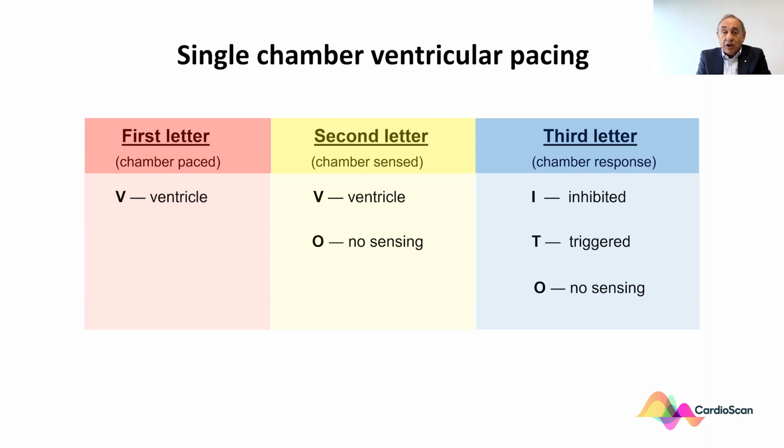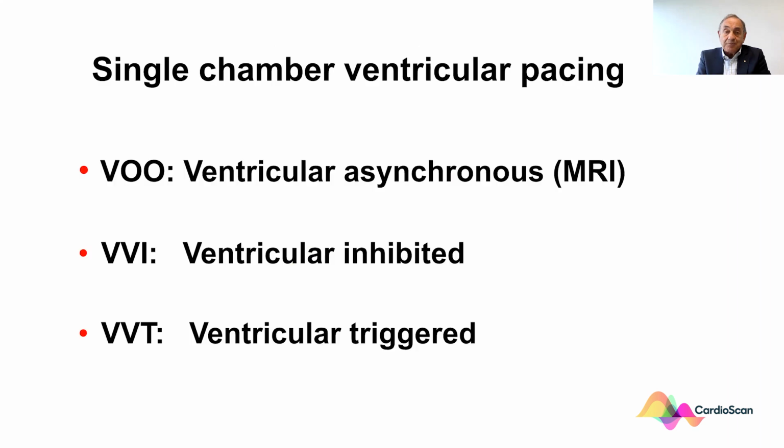Let us therefore look at some examples of single chamber ventricular pacing. There are 3 types. VOO is ventricular asynchronous, which is valuable in MRI investigations, particularly with the patient in atrial fibrillation. There is VVI, which is by far the most common form of single chamber ventricular pacing, and VVT, ventricular triggered, which we'll discuss a little more in subsequent ECGs.